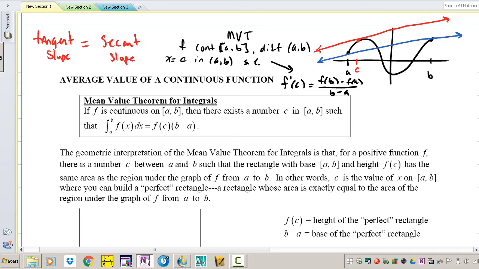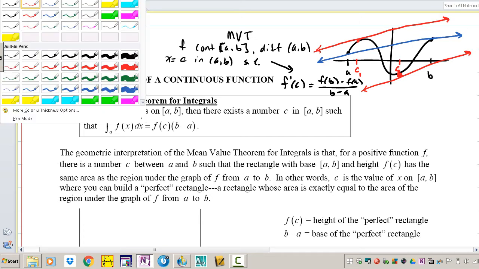That's all that meant. And the theorem says there must be at least one c, so in this case there may be many c's. For example, maybe right here, another c. We can call this c1, c2. And somewhere right there we can draw another line that has the same slope as the other two. See, that was the mean value theorem for derivatives. But what is the mean value theorem for integrals?